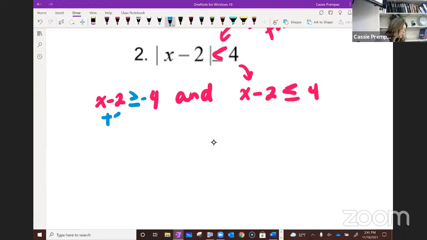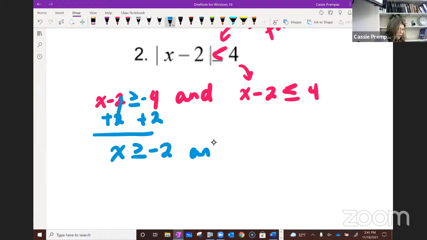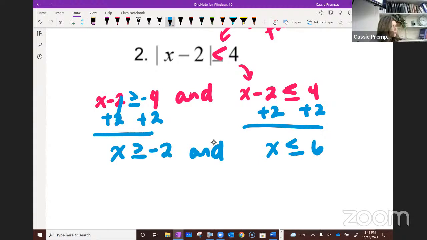So I would add 2, which gives me X has to be greater than or equal to -2, and add 2, X has to be less than or equal to 6.